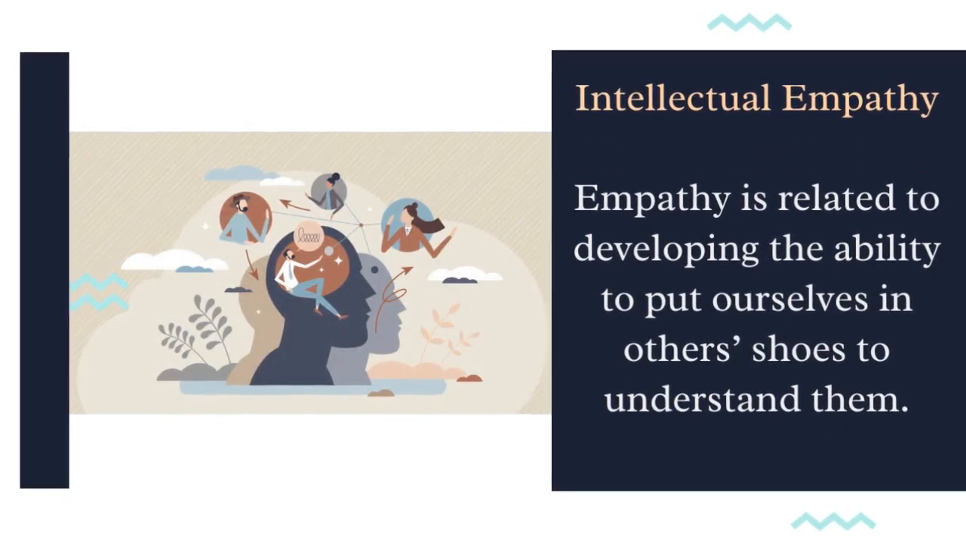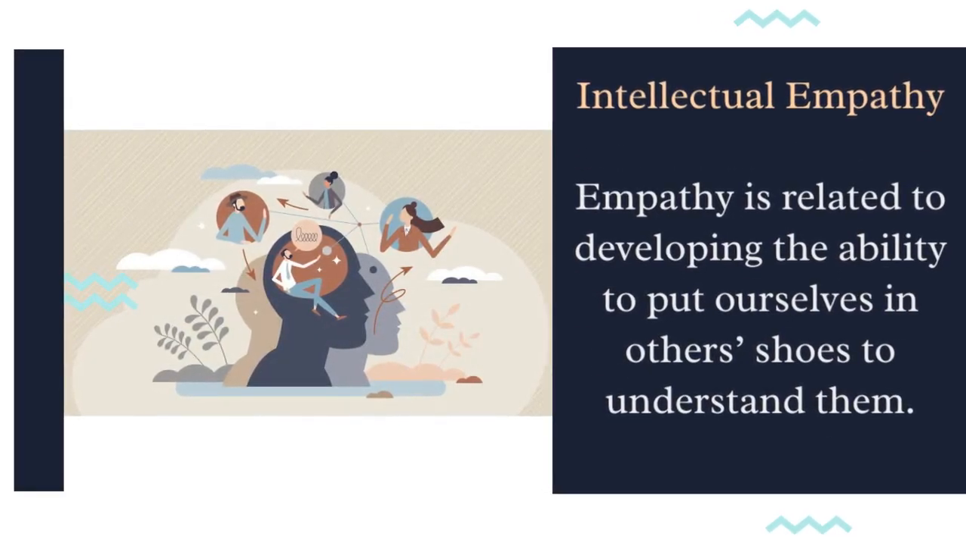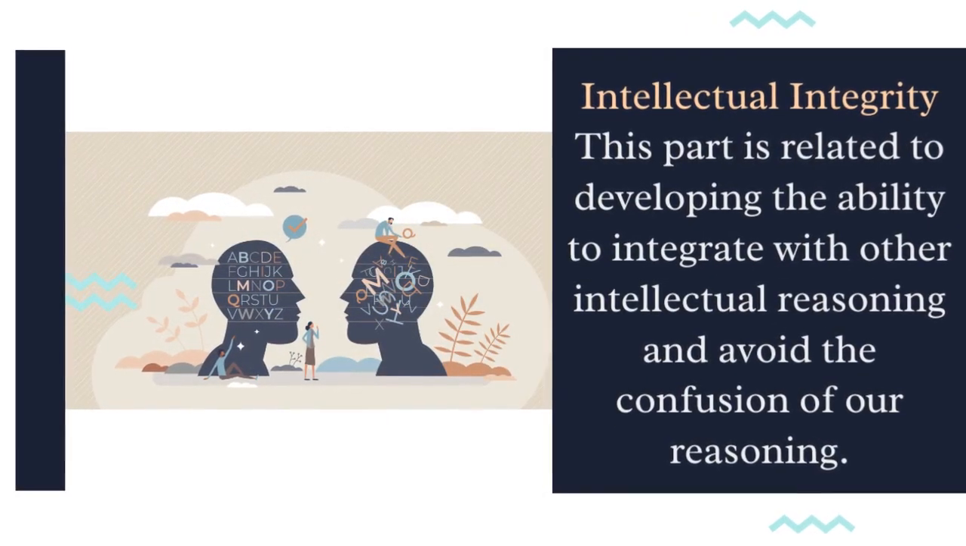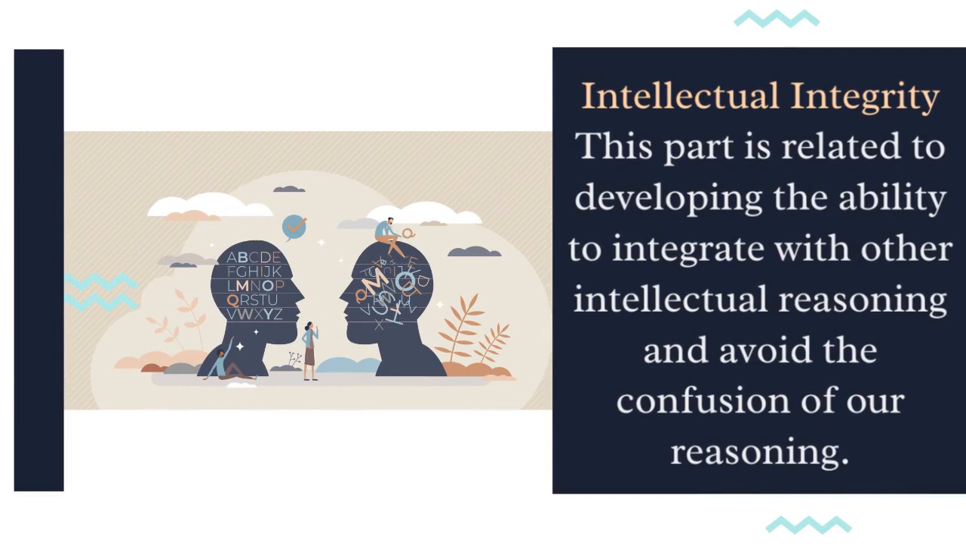Third is the intellectual empathy. Empathy is related to developing the ability to put ourselves in others' shoes to understand them. Fourth is the intellectual integrity. This part is related to developing the ability to integrate with other intellectual reasoning and avoid the confusion of our reasoning.